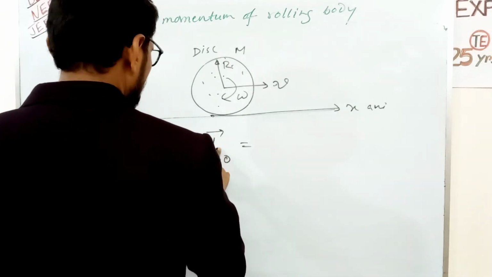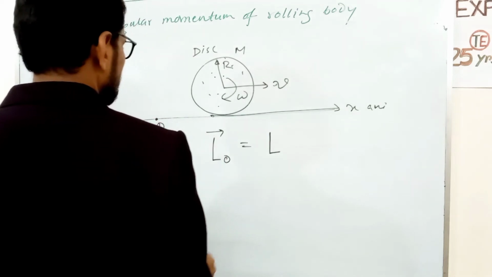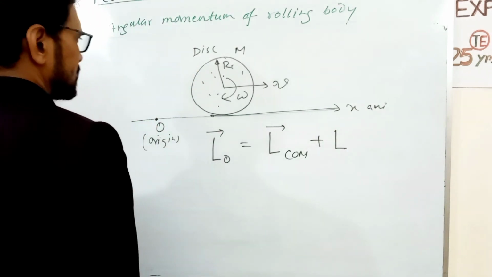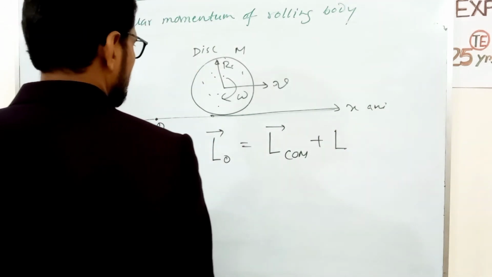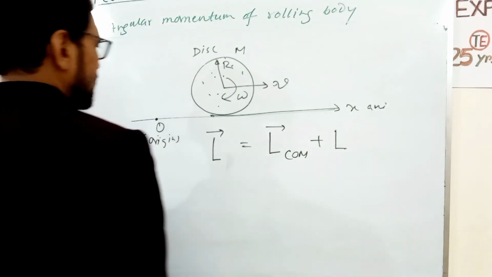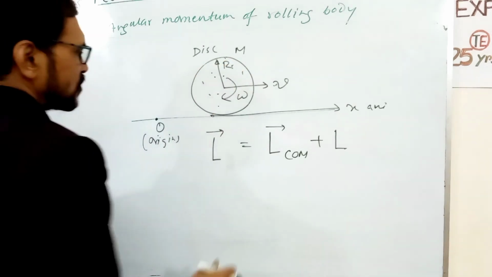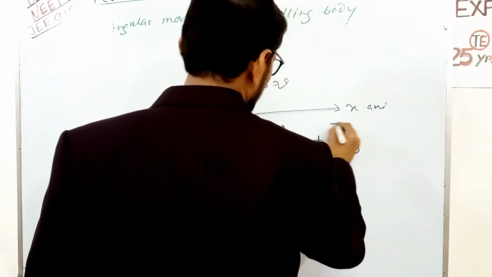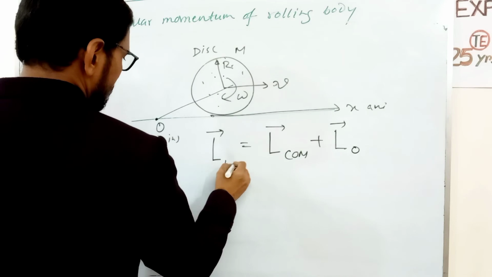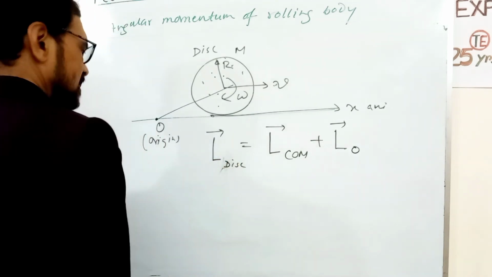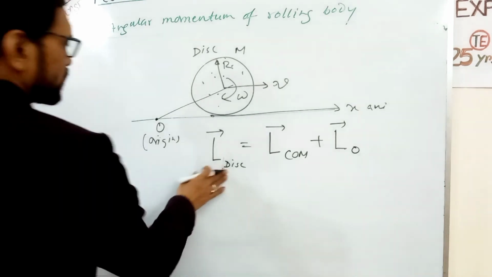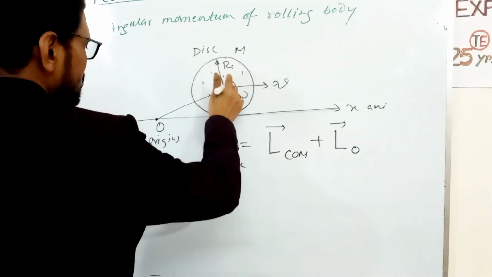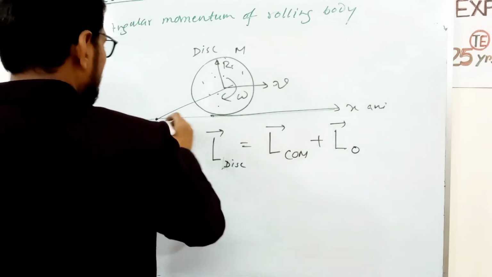Now the angular momentum about the origin will be L of center of mass plus L about the origin. So the total angular momentum of this system equals the angular momentum of the center of mass plus the angular momentum about the point O. This is the formula for the angular momentum of the disk: LCM, the angular momentum of the center of mass when it purely rotates, plus the angular momentum about the origin.